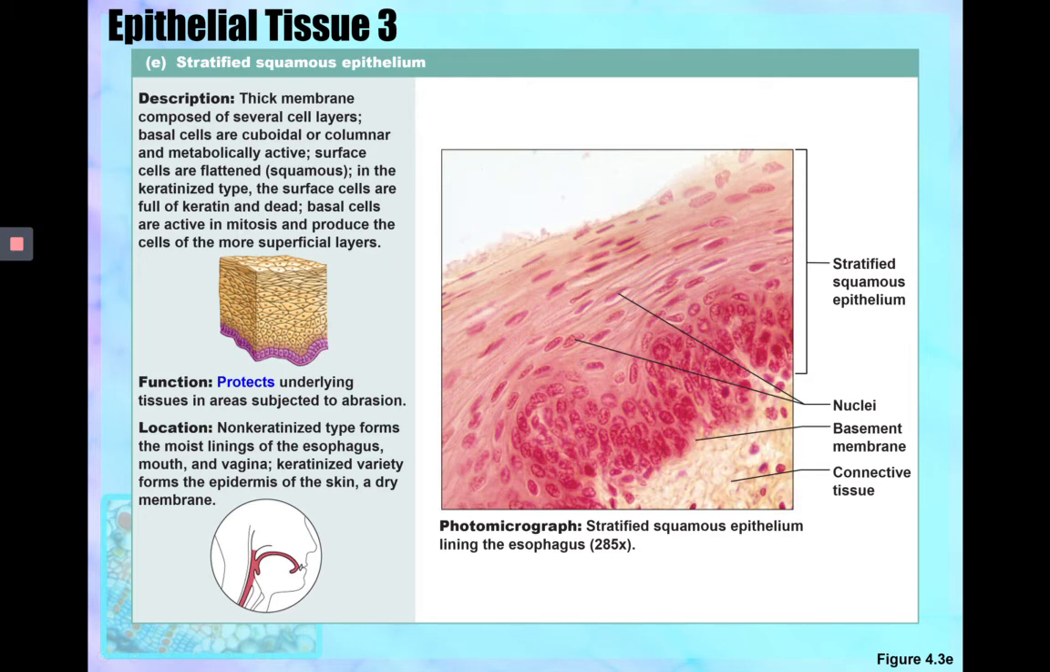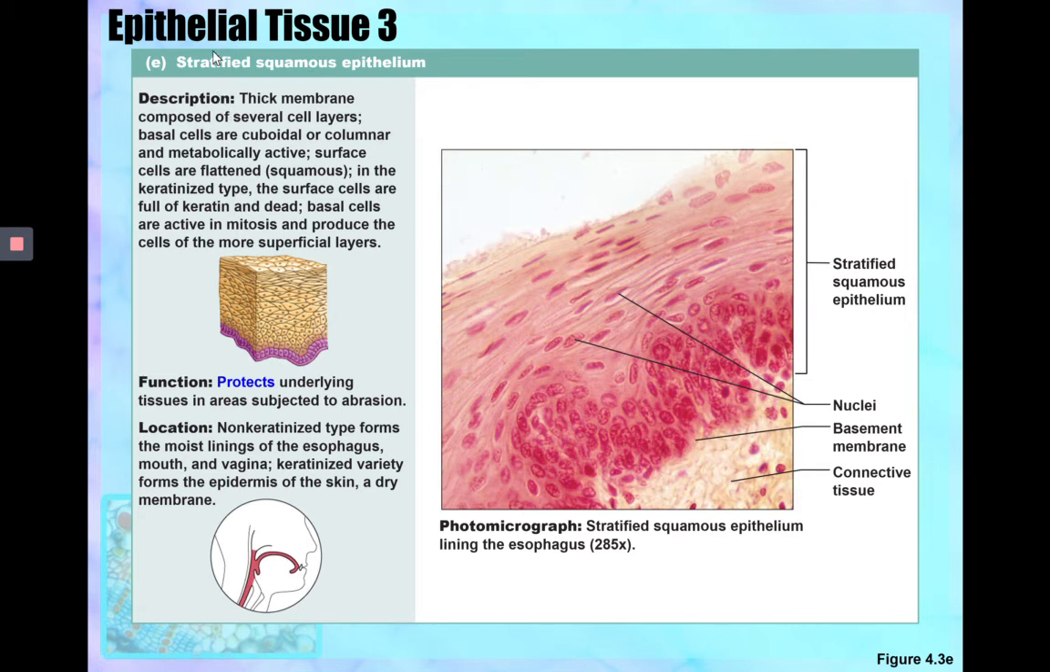A description would be a thick membrane made of many cell layers, and the cells are going to be relatively flat. The cells at the basal layer are going to be much more cuboidal or larger, whereas the cells at the top layer are going to be a lot thinner. The cells at the top layer are actually really close to dying. That's why you see a lot less nuclei, so they're less metabolically or mitotically active, whereas the ones at the bottom are going to be generating new cells, and they're definitely performing more metabolism.